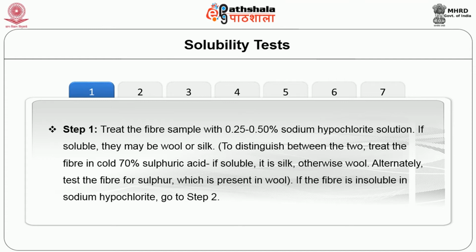To distinguish between the two, whether it is wool or silk, treat the fiber in cold 70% sulfuric acid. If soluble, we can confirm it is silk, otherwise it is wool. Alternatively, test the fiber for sulfur, which is present in wool. If the fiber is insoluble in sodium hypochlorite, go to step number 2.